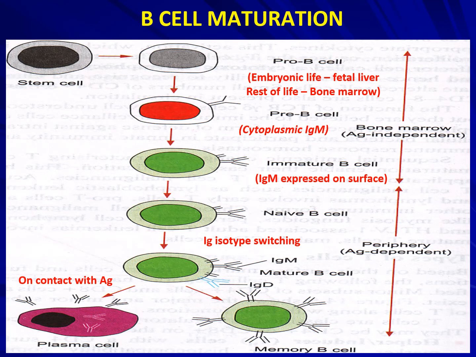Moving on to the B cell maturation. It is similar to the T cell maturation, wherein we have a stem cell from which we get a pro B cell. In embryonic life, it is produced in the fetal liver. Rest of the life, it is produced in the bone marrow. Next, it gets converted into a pre-B cell, wherein the cell acquires a cytoplasmic IgM. Next, the IgM is expressed on the surface. It was first in the cytoplasm, then it gets expressed on the surface.